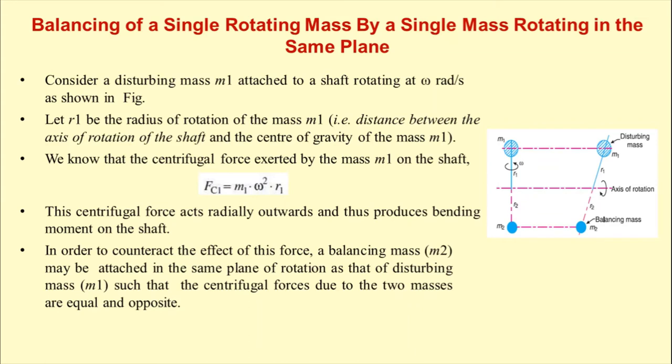Now in order to counteract the effect of this force, a balancing mass m2 may be attached in the same plane of rotation as that of the disturbing mass m1, such that the centrifugal forces due to the two masses are equal and opposite.